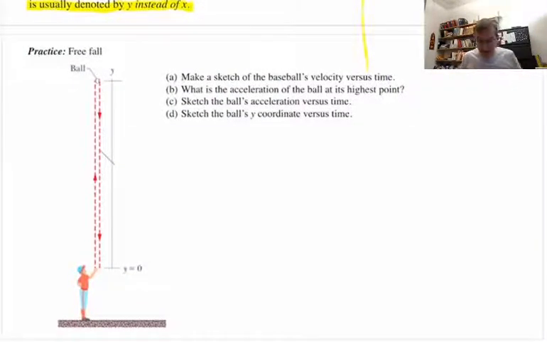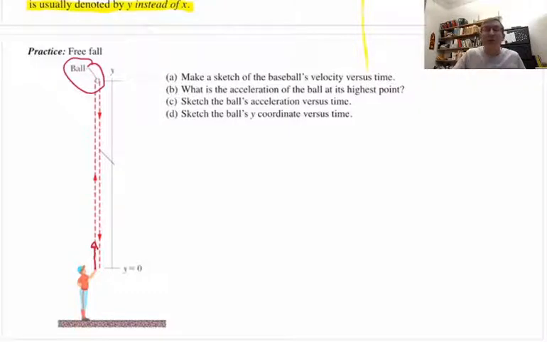It is a baseball player standing on the ground holding a baseball who, at a certain time, throws the baseball vertically upward, with an initial velocity straight up. The baseball travels vertically up, slowing as it goes because the acceleration is downward. It stops for one instant in time at its highest point. That's where it's shown right here. And then it speeds up, falling vertically downward.